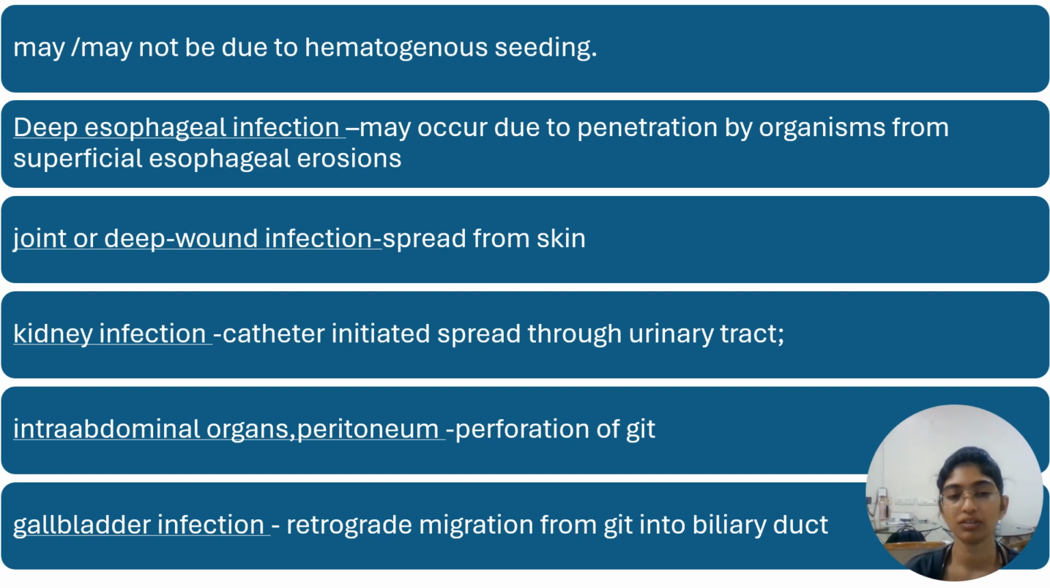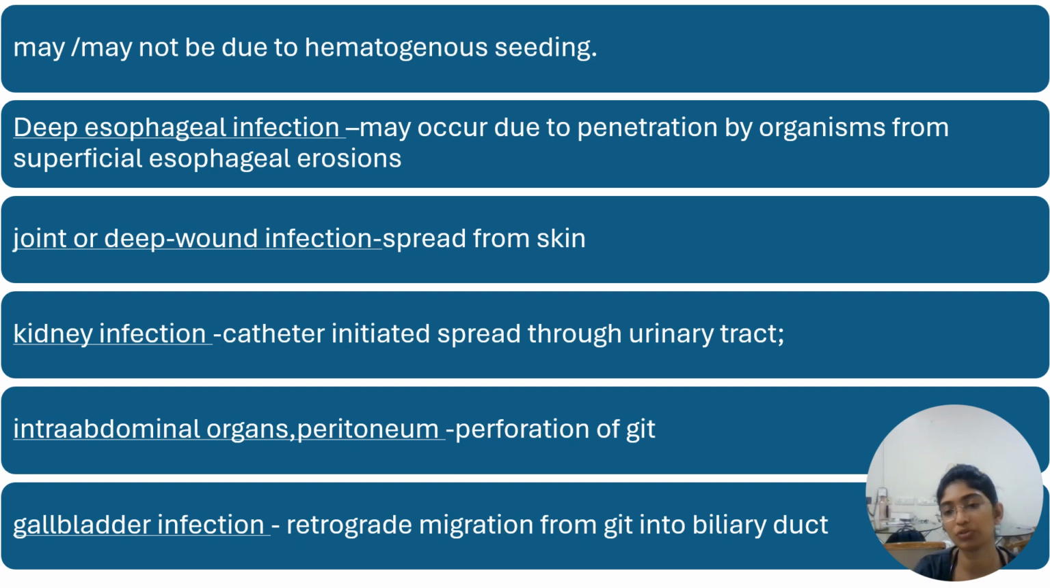Whenever any deep organ is infected in invasive candidiasis, it is not certain that it has come from the blood. If there is any superficial esophageal erosion, the Candida can penetrate from the superficial erosion to the deeper esophageal layers and cause a deep esophageal infection. It may spread from the skin to the joint or a deep wound. It may spread from the urinary tract to the kidney. And Candida is present in the GIT.